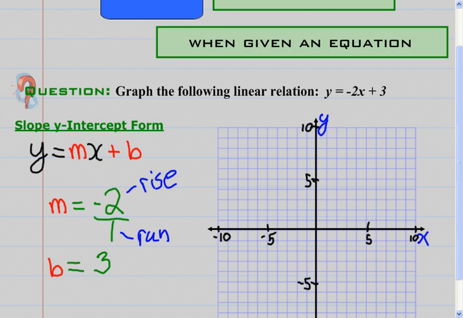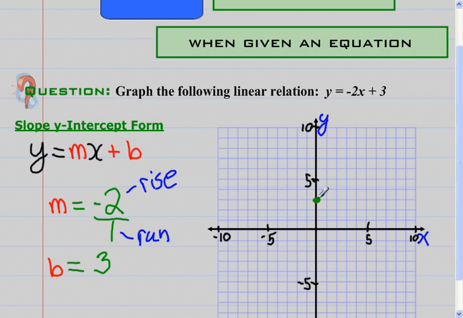Now with this information that we have here, we can now go to the graph and graph our line. So where do we start? Well, we start with the y-intercept value of 3. So we're going to start on the y-axis. We're going to go 1, 2, 3 and plot our y-intercept. So that's the first piece of information. Second piece is the slope of negative 2 over 1.